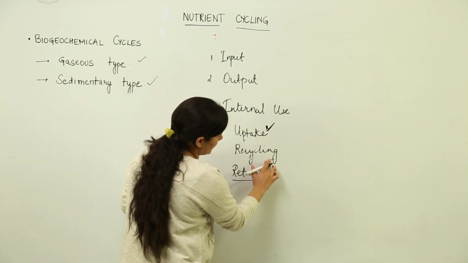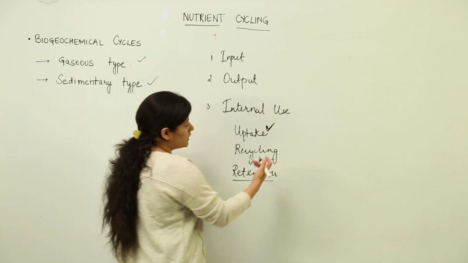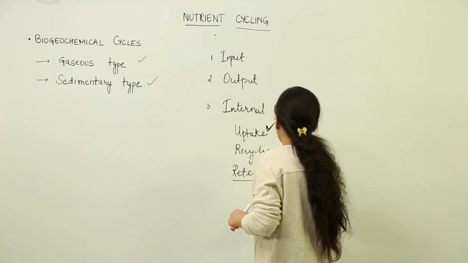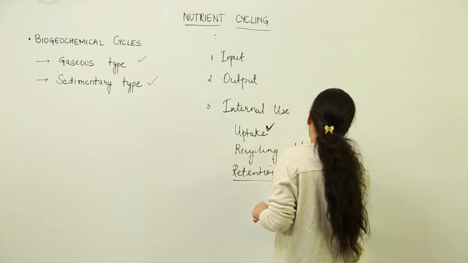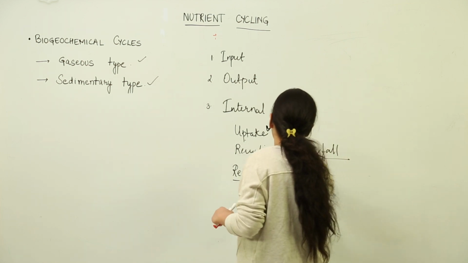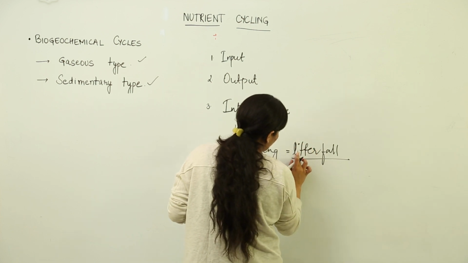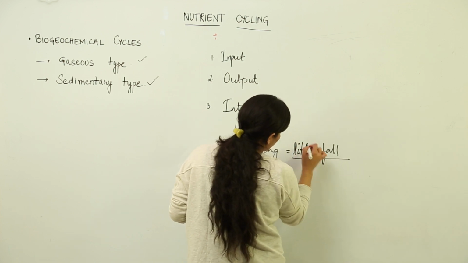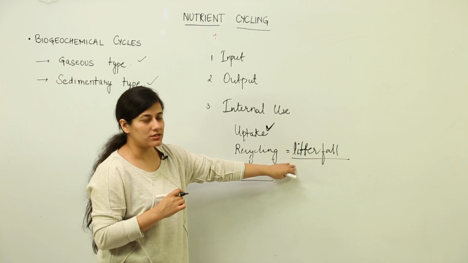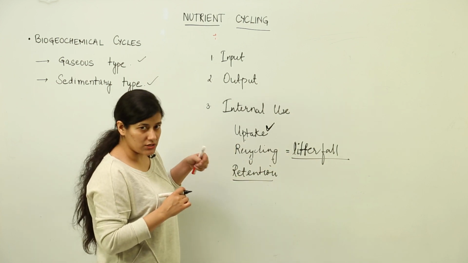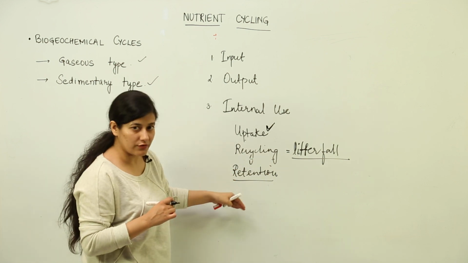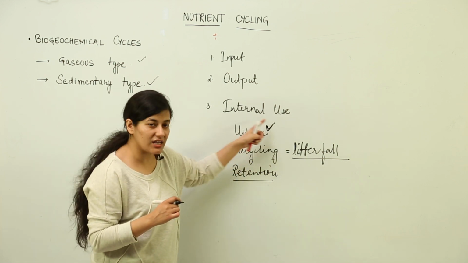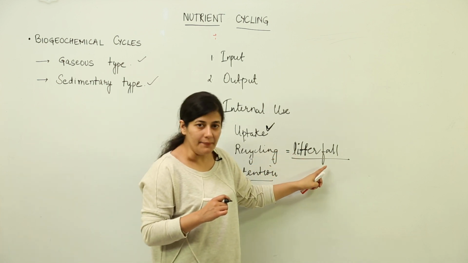Then there is recycling. Whatever has been used has to get back to the ecosystem, and litter fall is the term which adds to the soil or the reservoir of the nutrients. The organisms take up the nutrients. Whenever there is litter fall, whatever is present inside them comes back to the soil for further uptake. This is uptake and recycling, and that is done by litter fall.